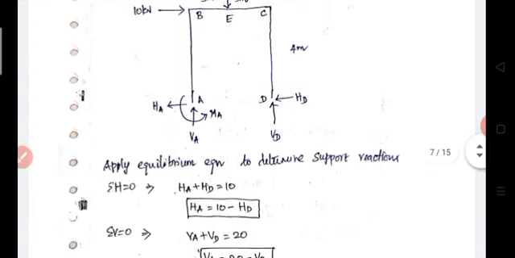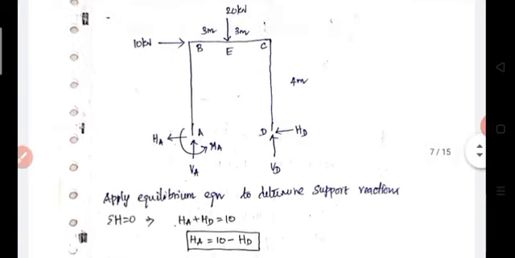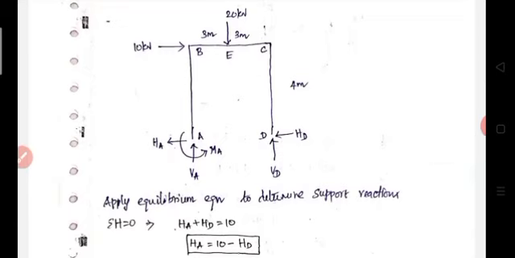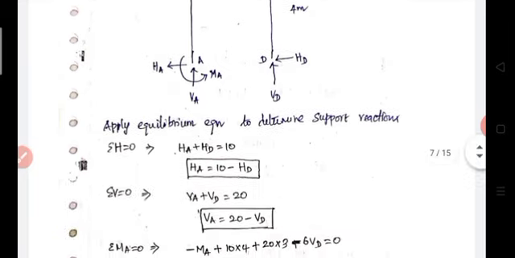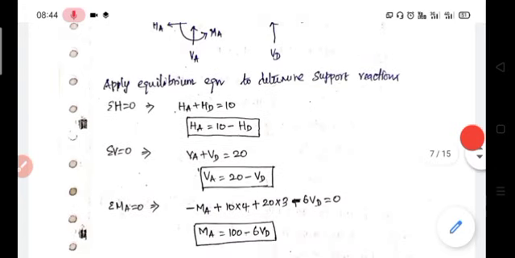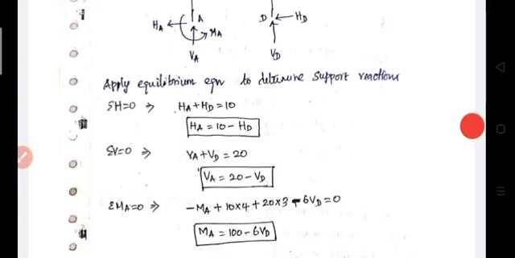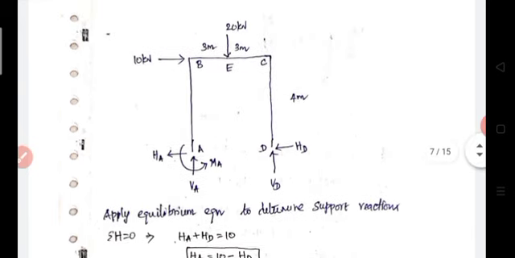HA plus HD is equal to 10. We selected HD as a redundant, therefore HA is equal to 10 minus HD. Then apply the second equilibrium equation, summation of V equal to 0. Therefore VA plus VD is equal to 20. From that, VA is equal to 20 minus VD.